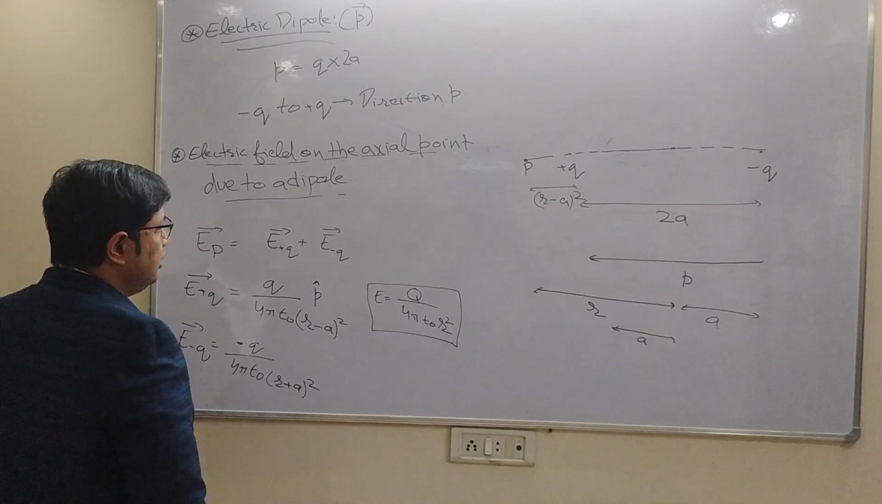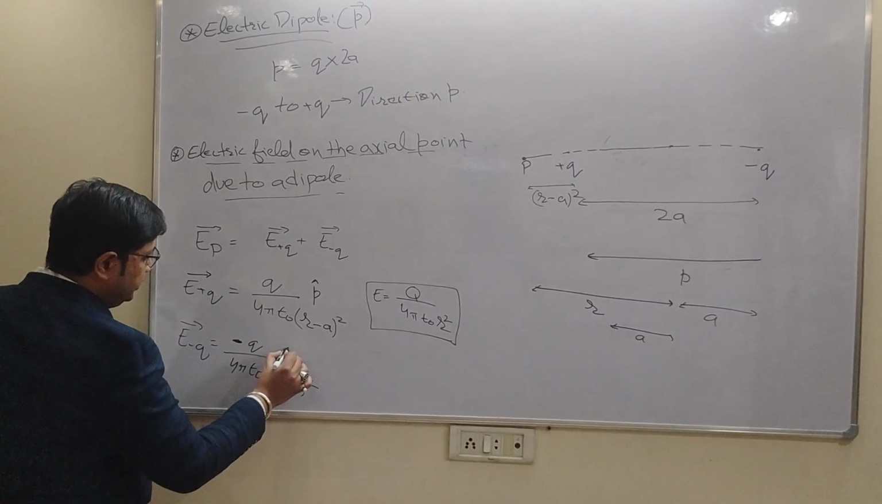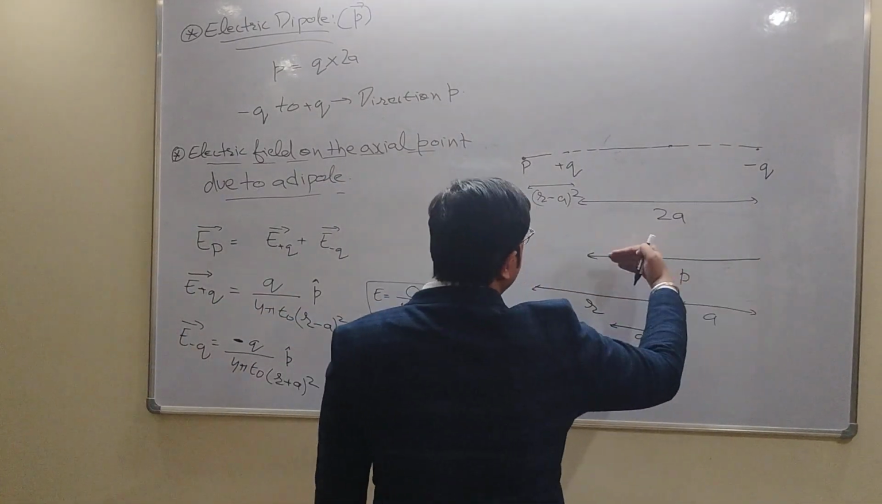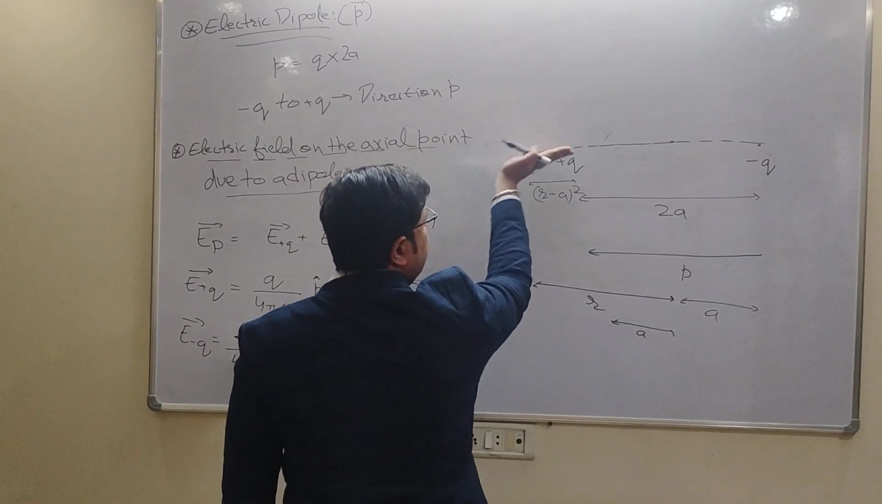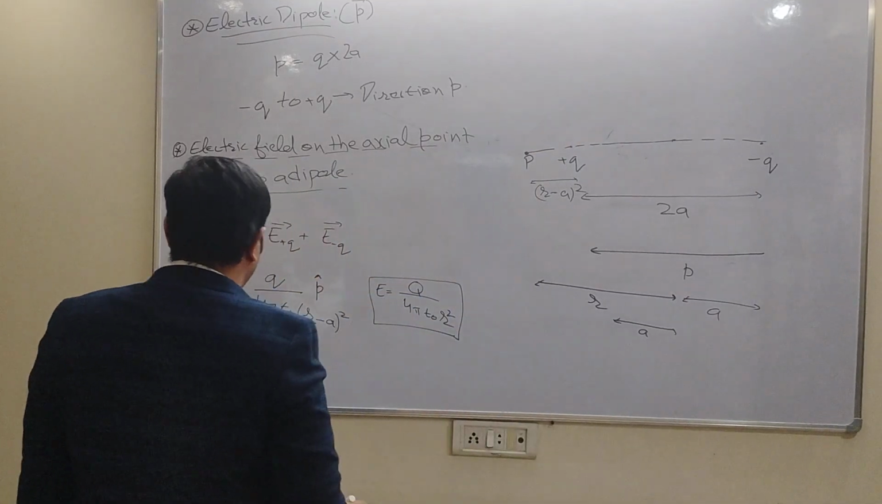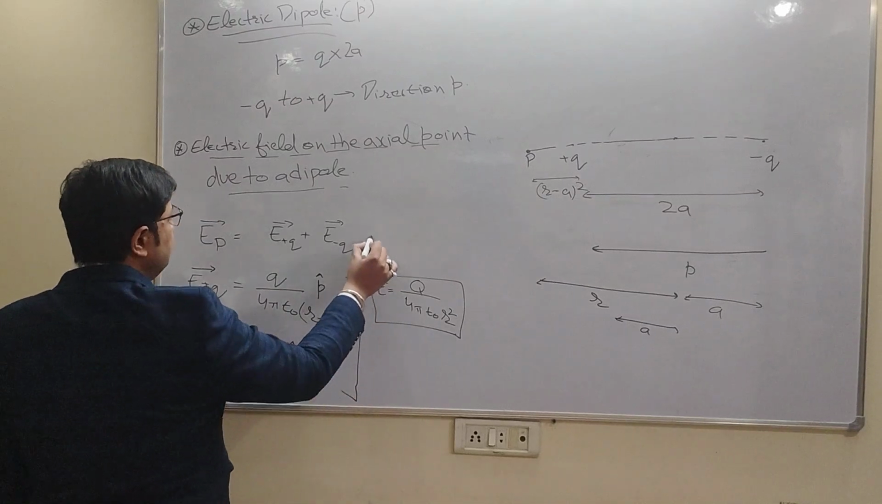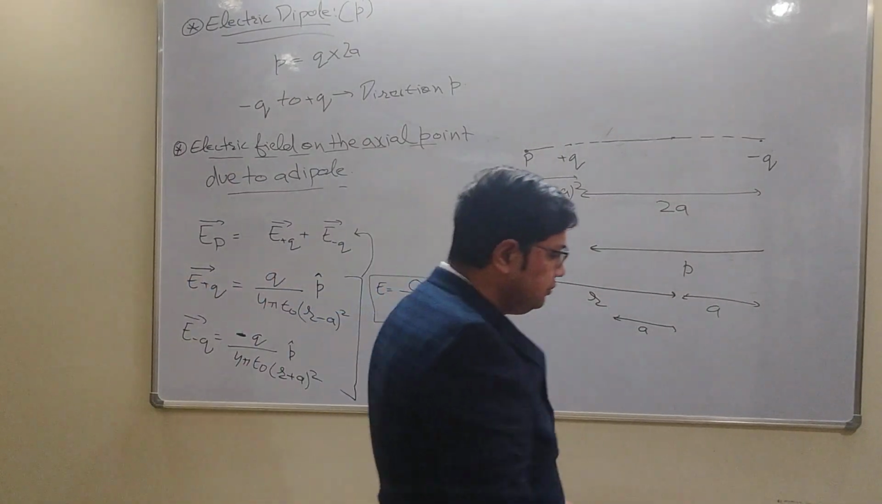And the direction, again, this negative sign says it is in the opposite direction of P. P is in this direction. Electric field at P due to minus q is in the opposite direction, in that direction. So these are the two quantities. Now I will add them vectorially to get my EP. So how to add them vectorially? Let's see.